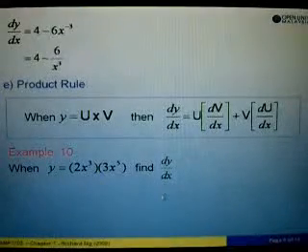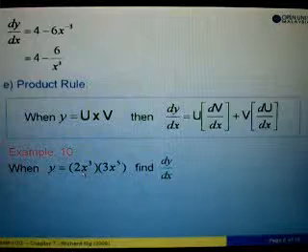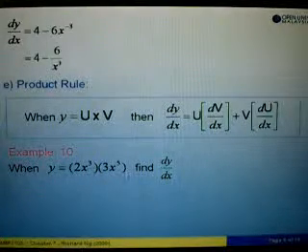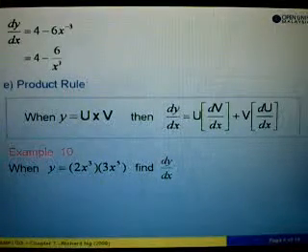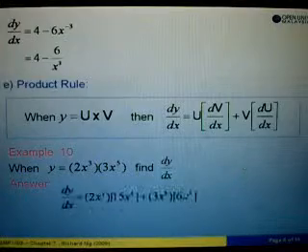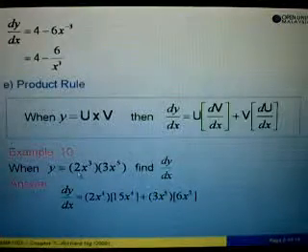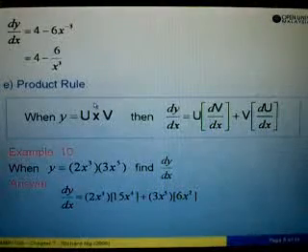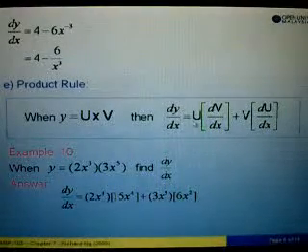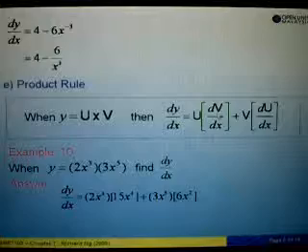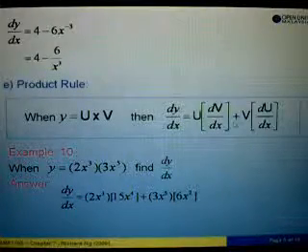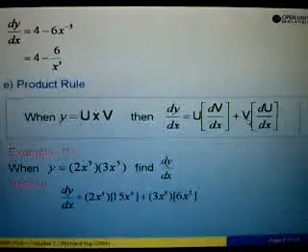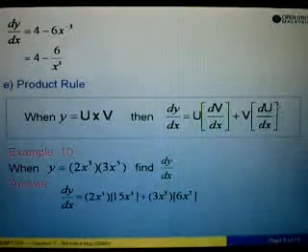In example 10, we are given y equals 2x to the power 3 times 3x to the power 5. We are asked to find dy/dx. So here the first thing is, remember, we have to use this formula, the product rule. So product rule says we have to copy the first term u, differentiate the second term v, then plus copy the second term v, differentiate the first term u.